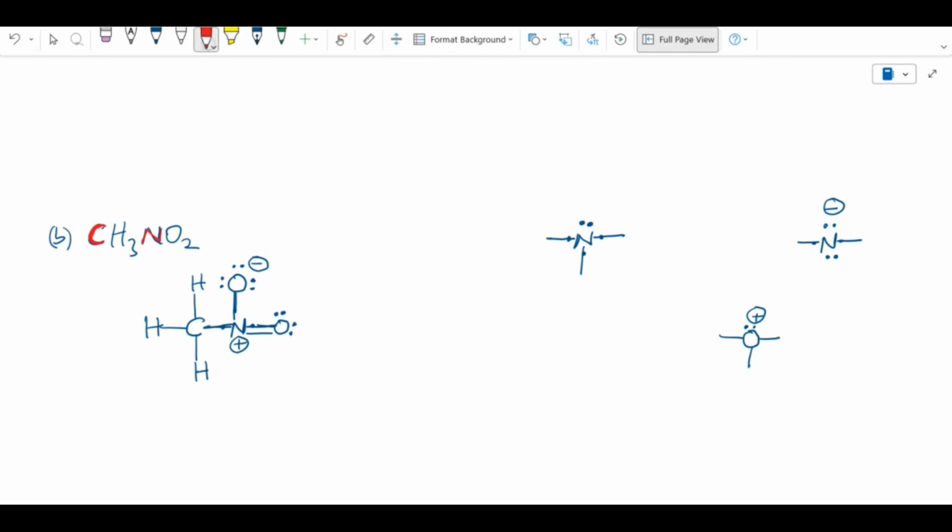If you were to calculate the valence electrons in each of the non-hydrogen atoms, starting with carbon, carbon will have 2, 4, 6, 8 electrons. Nitrogen will have 2, 4, 6, 8 electrons. This particular oxygen will have 2, 4, 6, 8 electrons. And the other oxygen will have 2, 4, 6, 8 electrons. So the octet rule is satisfied in all of the atoms in this compound. Therefore, this will be the correct Lewis structure for nitromethane.